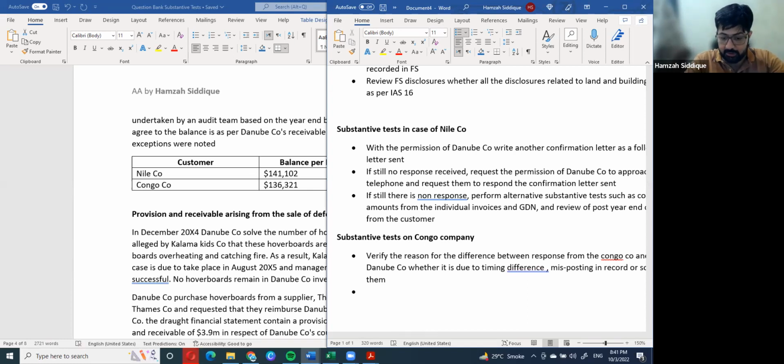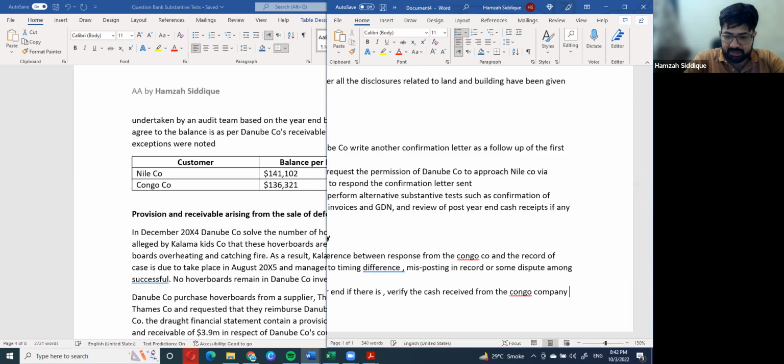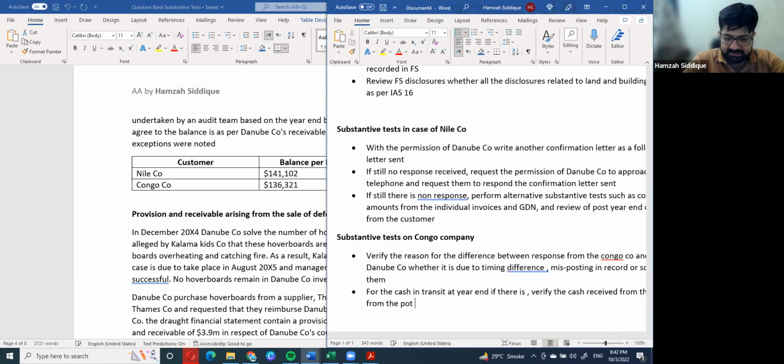For example, for the cash in transit at year end, that is the timing difference for the cash in transit at the year end. Verify the cash received from the Congo company from the bank and the cash book of the company. Now you see, I have told you this is a different type of question, not the conventional substantive test on any accounting issue. Right?